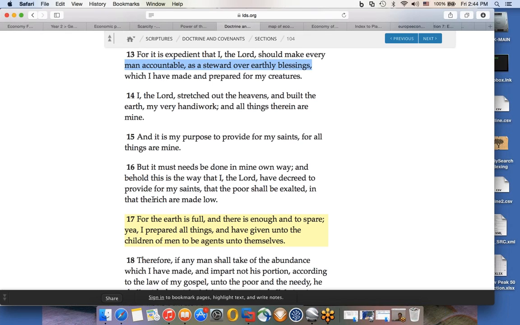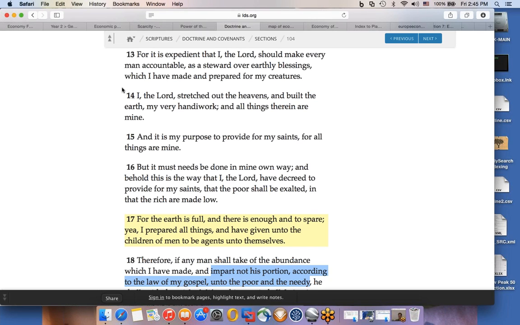It's a way for us as the rich to be made low, to humble ourselves, and for the poor to be exalted. It's a way for us to impart our portion according to the law of the gospel unto the poor and needy. So it really is for us to understand how these things work.